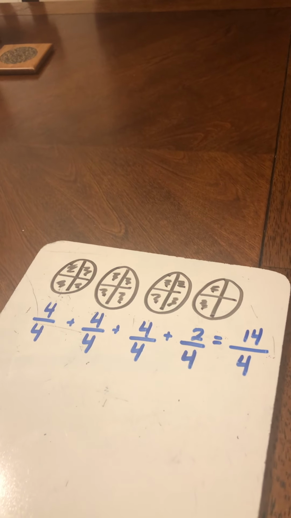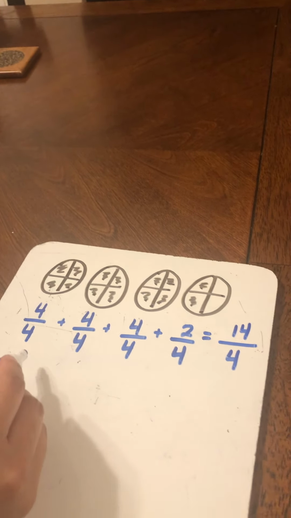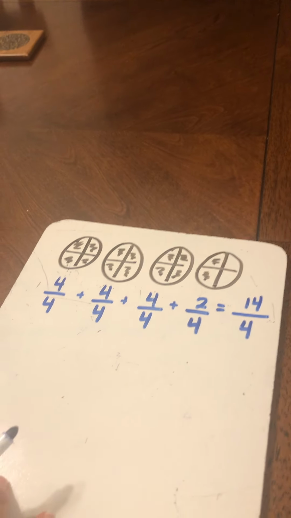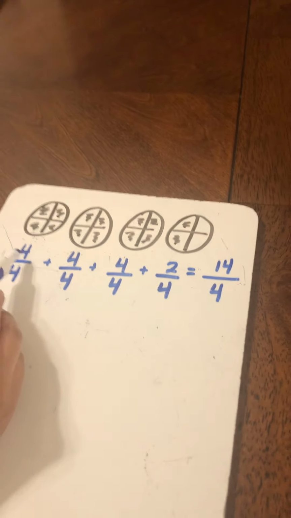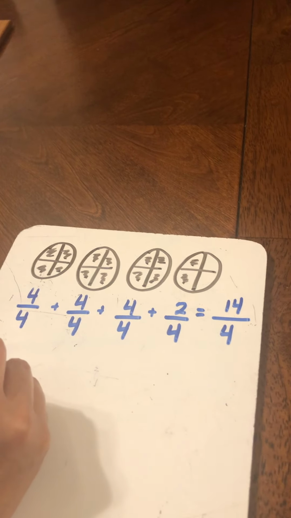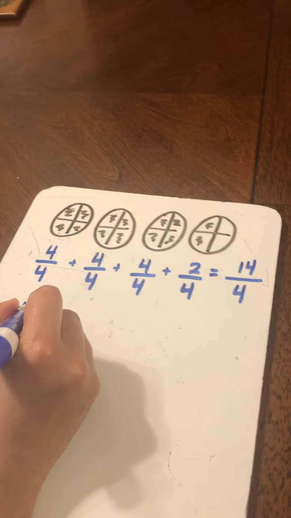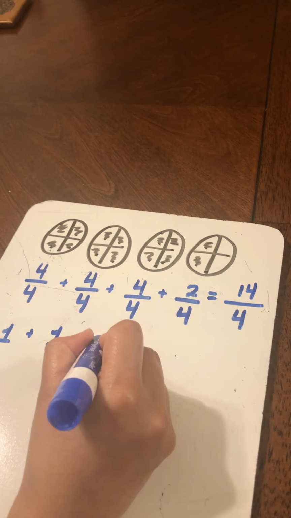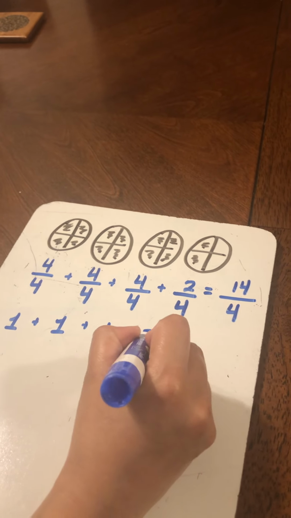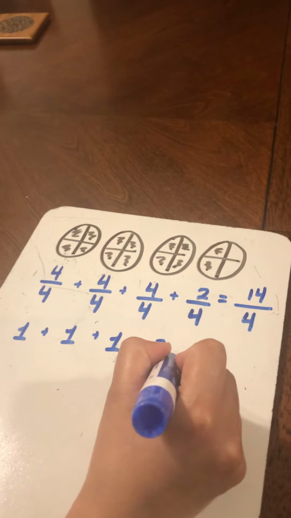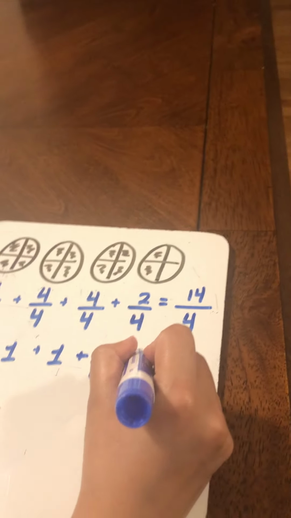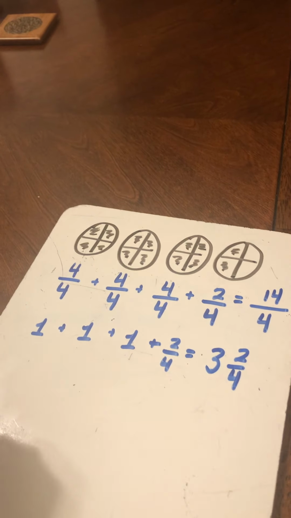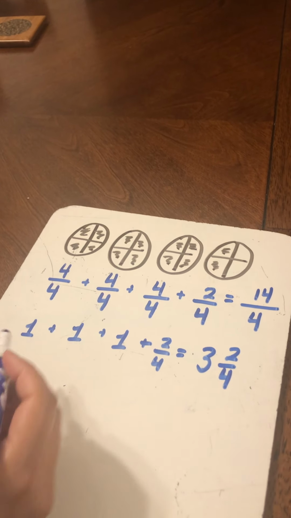Another way to write this is by writing a mixed number. So we know that 4 fourths is the same as 1. So we can do 1 plus 1 plus 1 plus 2 fourths. And this will give us 3 and 2 fourths. And both answers are correct.